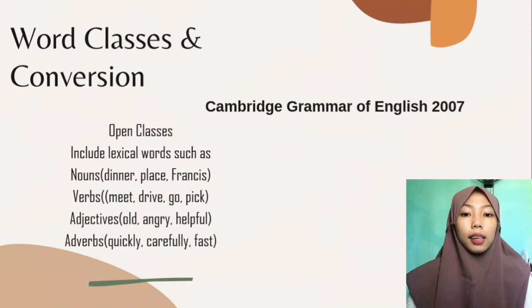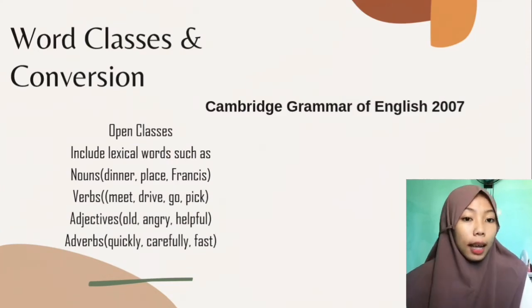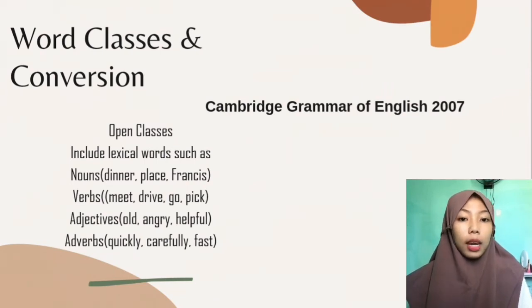So in English we have two classes of word: open class and closed class. The open class includes lexical words such as nouns, for example dinner, place, and friends, and then verbs, for example meet, drive, go, and pick, and then adjectives, for example old, angry, and helpful, and then adverbs, for example quickly, carefully, and fast.